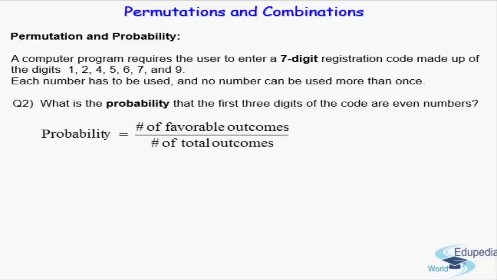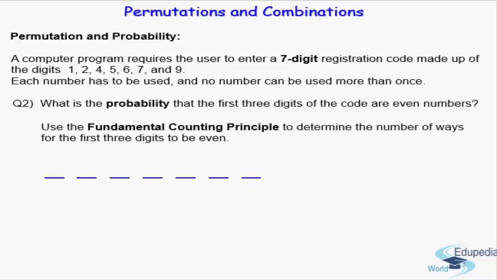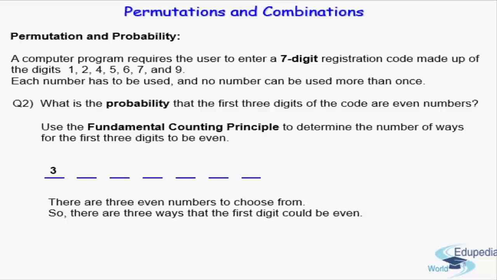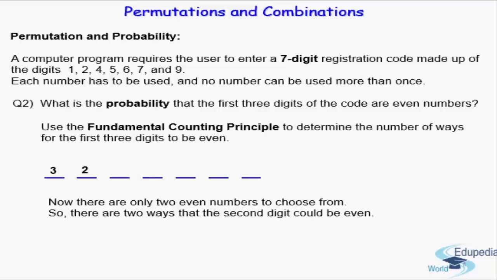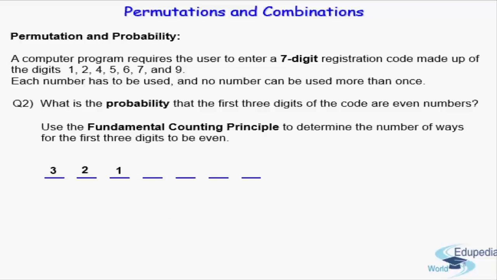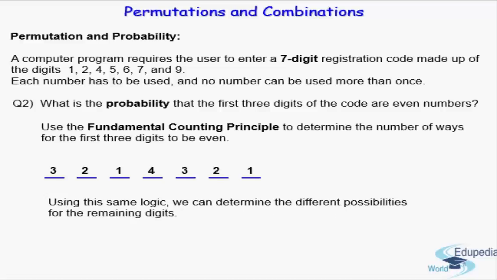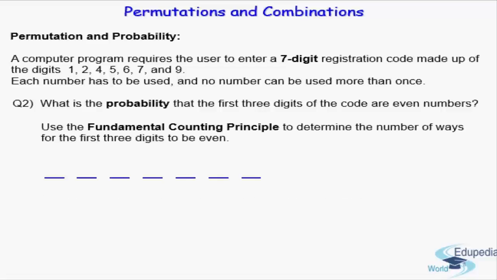But no, look at the question. The question is about the number of total outcomes. Of course, use the fundamental counting method to determine the number of ways for the first 3 digits to be even. This is one of the ways to do it. Of course, this is going to be really complex and really long if you start putting it in and do it again and again. Over here we'll have to use the fundamental counting principle to find out the number of even combinations. Basically, find out that the first 3 digits of the code are going to be even numbers.